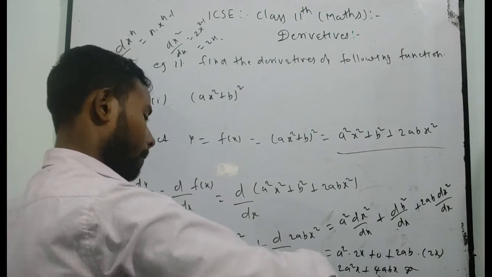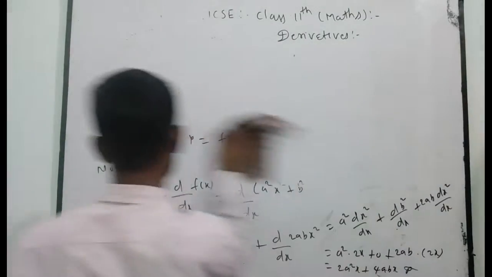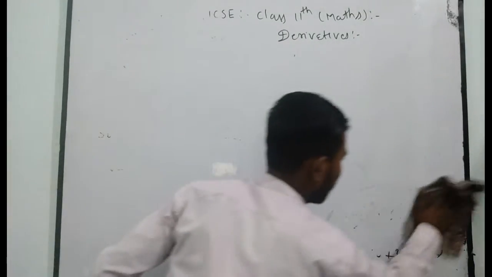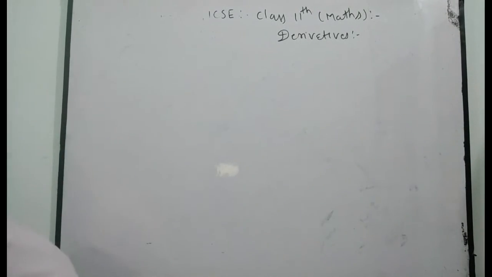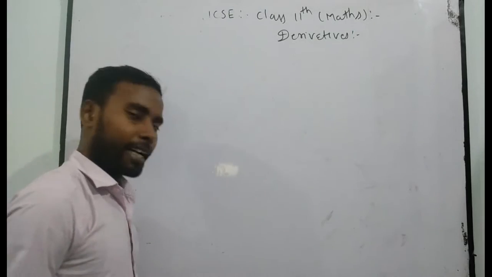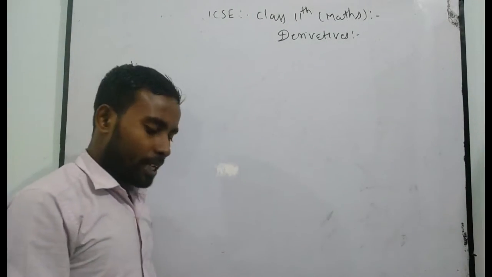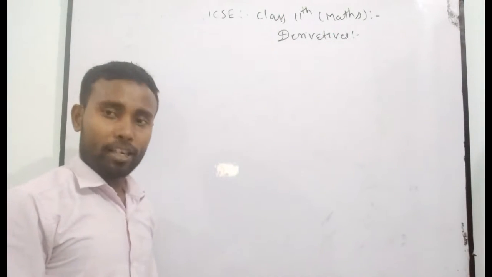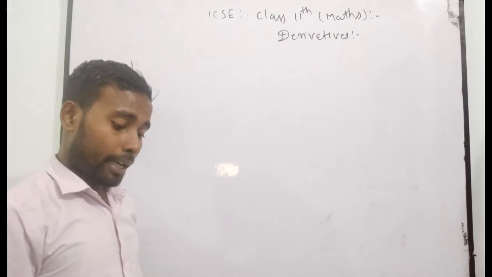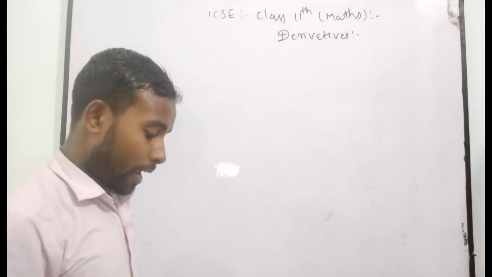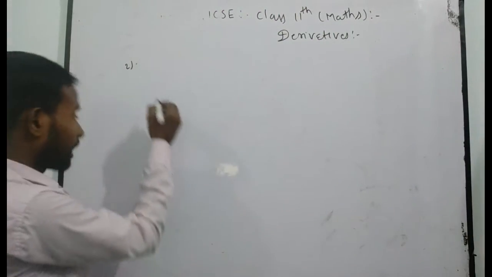In the next problem, see here. In the second problem, find the derivative of xⁿ + axⁿ⁻¹ + a²xⁿ⁻² + … + aⁿ, where a is some fixed real number and n is any positive integer. If you wish, I will write the question.